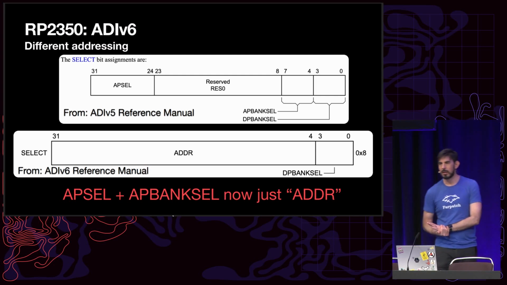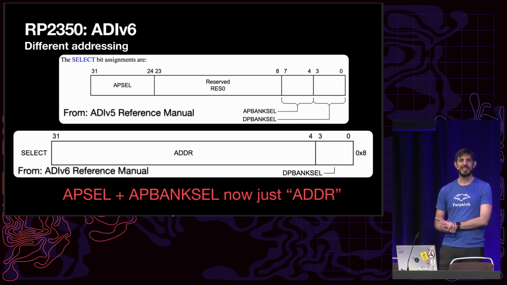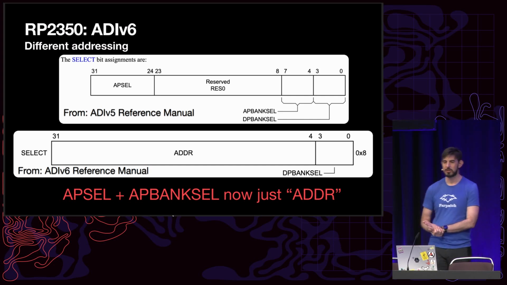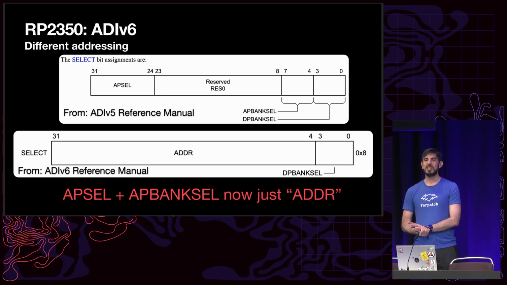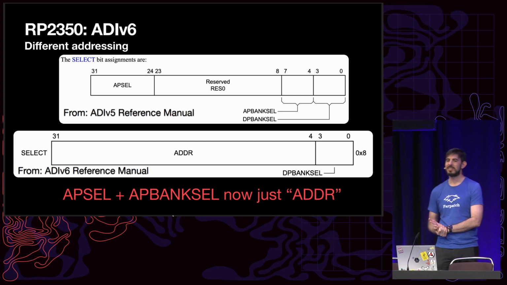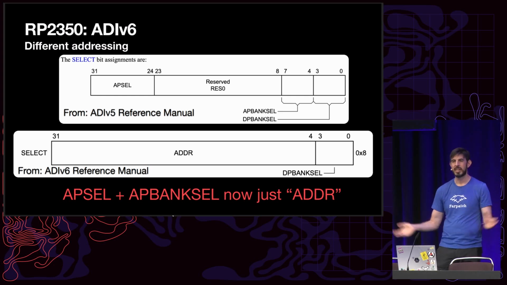Up until now, we've been talking about ADI version 5. The RP2350 is a little bit annoying because it's a newer version of the spec, but the biggest thing we need to worry about is that this register with the AP cell, the AP bank cell, and the DP bank cell, one of the things that ARM did in the newer version is they just combined it all into one. There's a single field there called address.